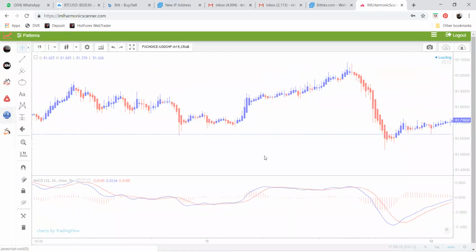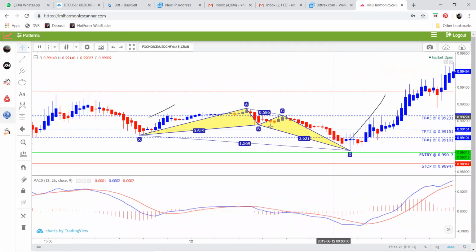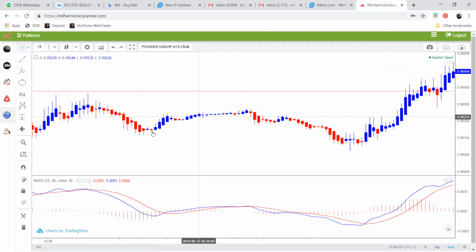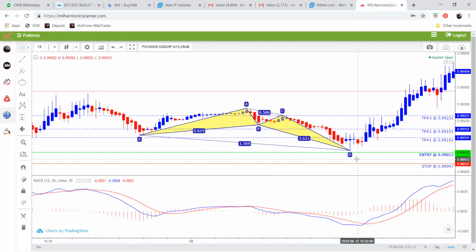So USD CHF, you see this one. Let's delete some stuff and some markings for this. All right. So when we look at this, first thing we want to identify is whether the Harmonic scanner is saying buy or sell. You see the M pattern. So we're looking for a buy. Perfect.